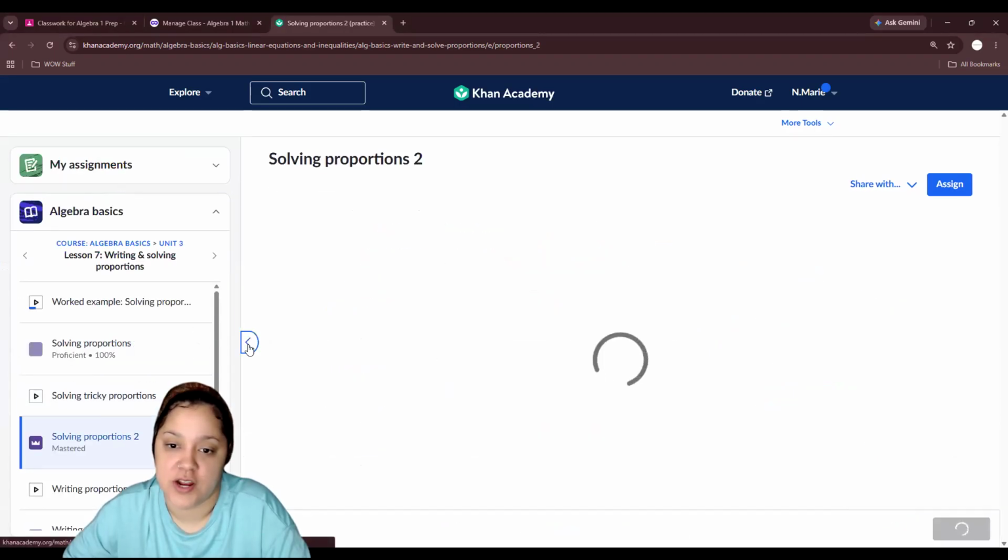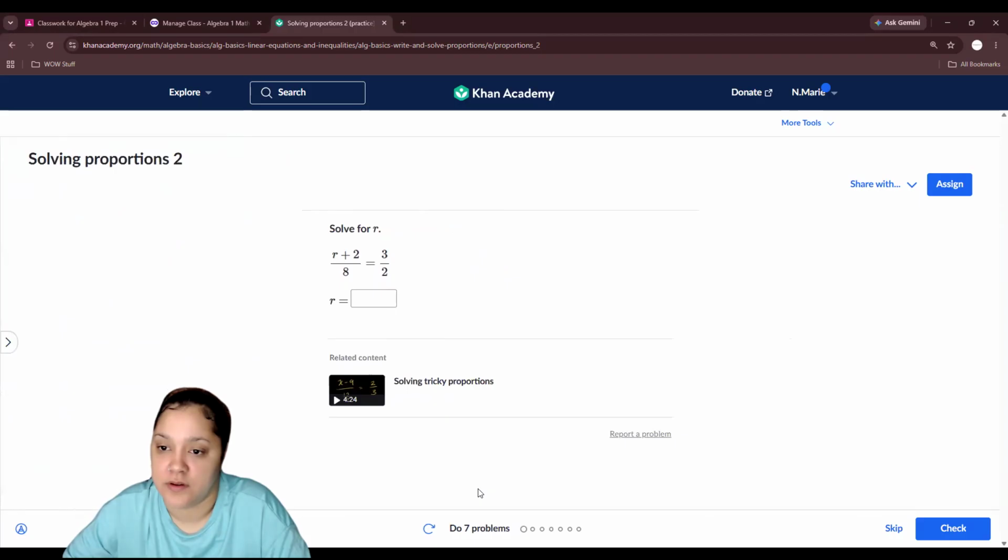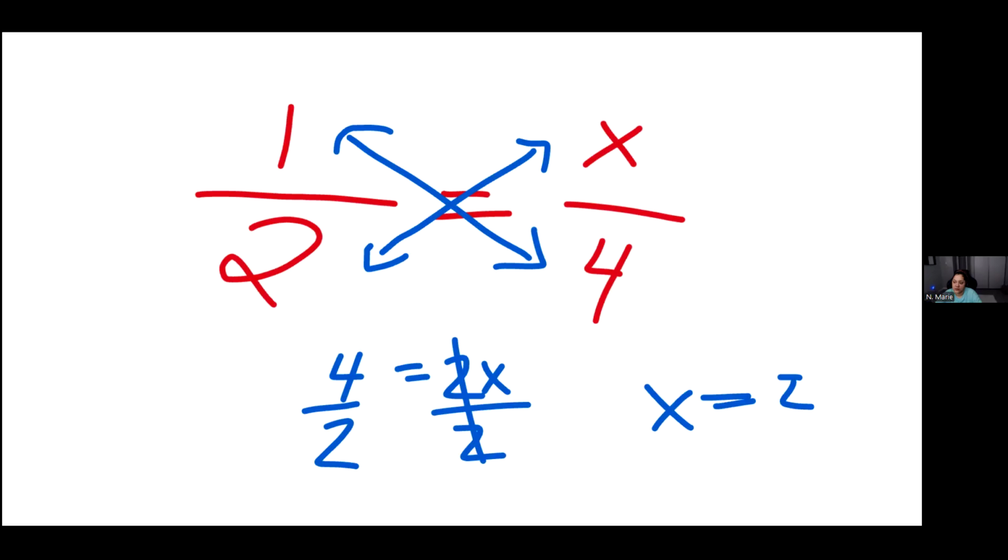All right, so there are more challenging ones where you'll start seeing stuff like this, like r plus 2. So let's go back to the whiteboard and delete everything. So we have r plus 2 over 8 equals 3/2. So you're going to do the same thing.